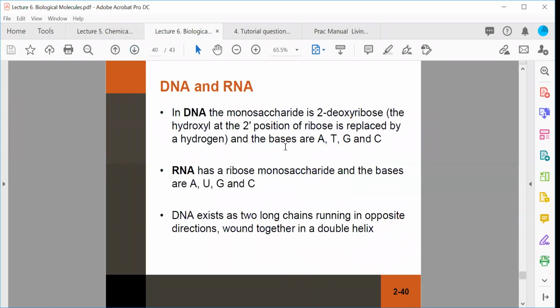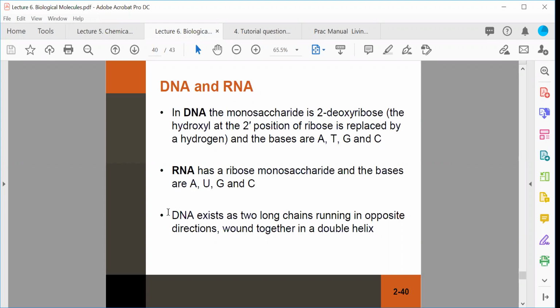All right, the bases, and therefore the nucleotides, that are found in DNA are adenine, thymine, guanine and cytosine. Now the nucleic acid called RNA has a ribose monosaccharide, not a 2-deoxyribose monosaccharide, and the bases, and therefore the nucleotides, that are found in RNA are adenine, uracil, so there's no thymine in RNA, guanine, and cytosine.